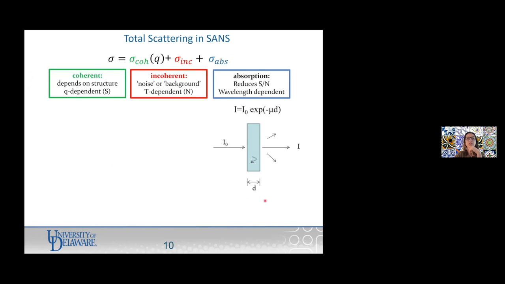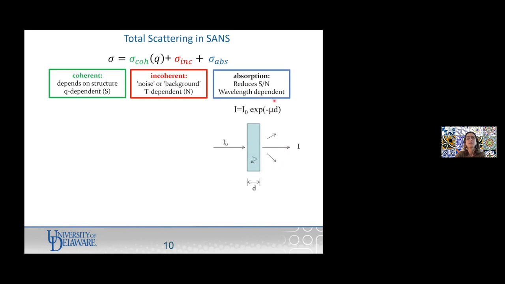If you look at the little schematics at the bottom here, one of three things can happen to a neutron. It can get transmitted, so it'll go through your sample. It can get scattered, and that's what we want to measure. Or it can get absorbed, and your sample will have some thickness that you will define for your experiment. This is one of the parameters that you actually decide when you're going to do a neutron experiment.